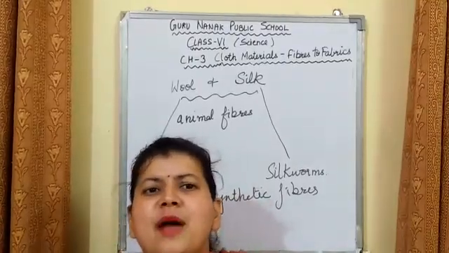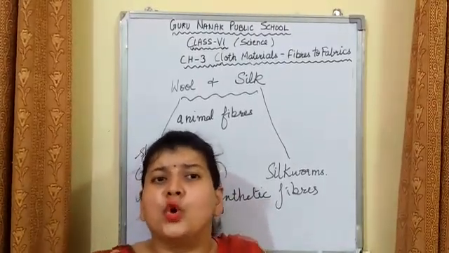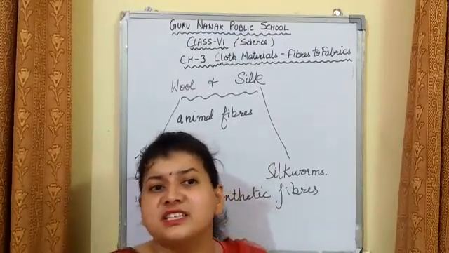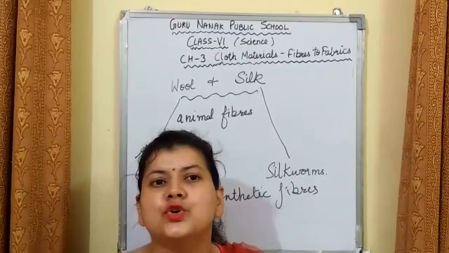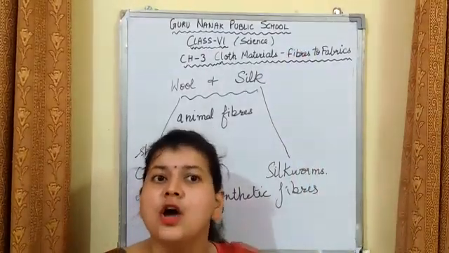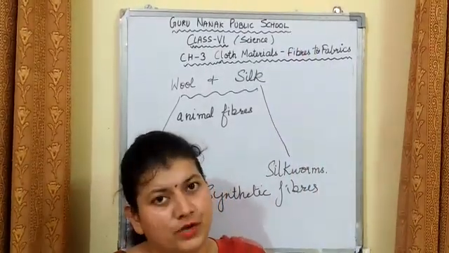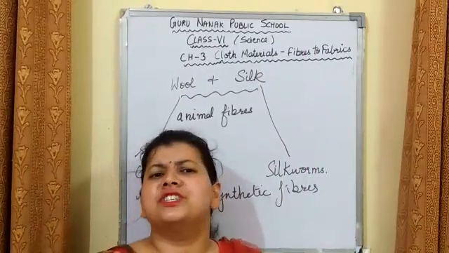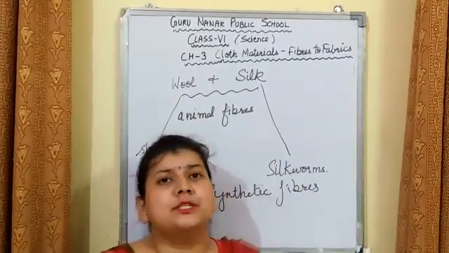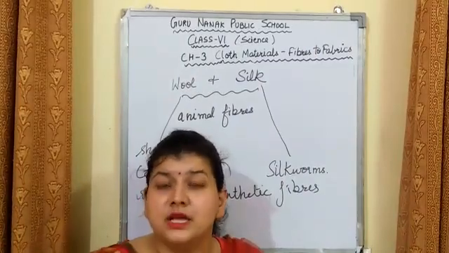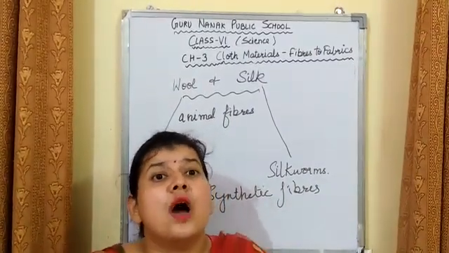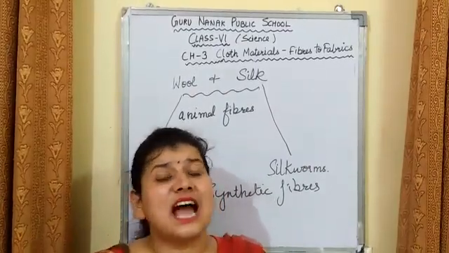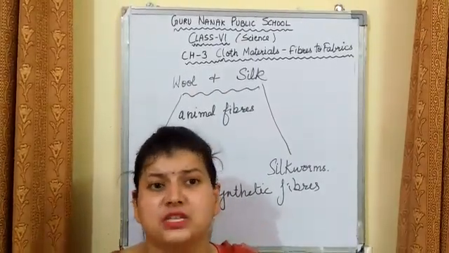Number one, synthetic fibers are used to make clothes, car seat belts, and ropes. They are used for making ropes for climbing rocks, for making raincoats, and all sorts of waterproof material are prepared from synthetic fibers. Why are there so many uses of synthetic fiber? Because it has so many advantages.